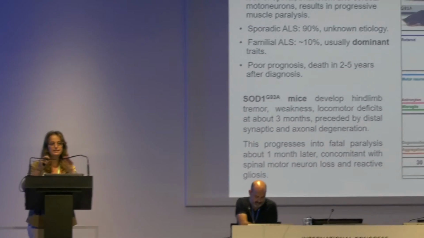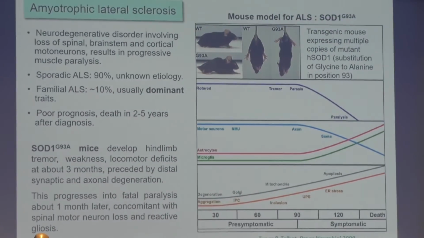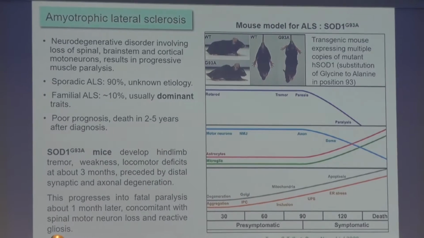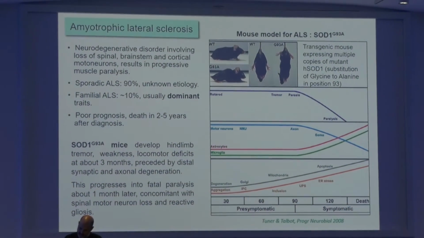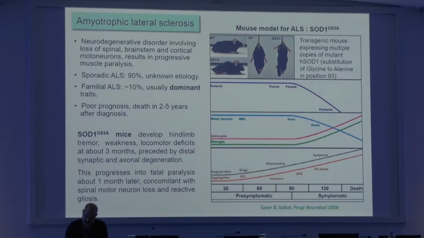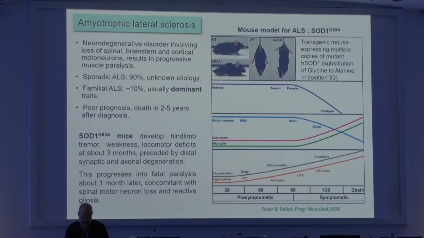We heard a lot in this meeting about amyotrophic lateral sclerosis, so I'm going to skip this part of the introduction. We also heard about the mouse model. Here you use a transgenic mouse that expresses multiple copies of the mutated superoxide dismutase 1 gene, which is a dominant mutation. And this animal model also develops most of the symptoms of ALS patients.